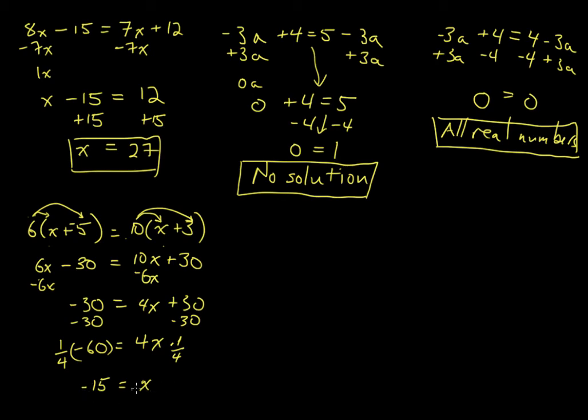Now, oftentimes, even though I have x on this side, I'll usually rewrite it if I'm writing my answer, just so it reads better. If I were to read this left or right, it says x is equal to negative 15. Doesn't really matter, but this is kind of the convention. It's good to put the variable first if you can. So that's that. I think I'll do one more.